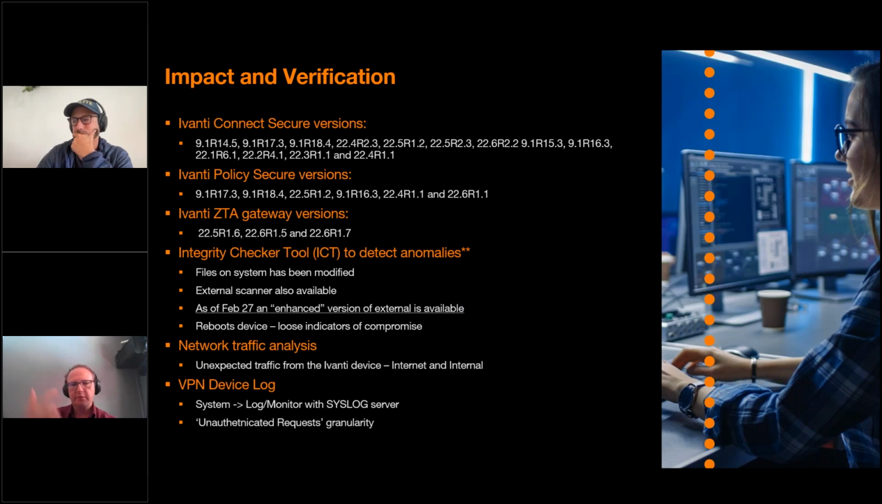But ultimately, network traffic analysis was also necessary to detect anomalies coming in and out of these devices post-compromise, because once the attackers get onto the device, they tend to spread into the network internally and then use that as a pivot further from there.